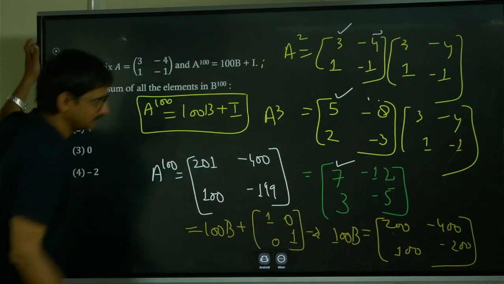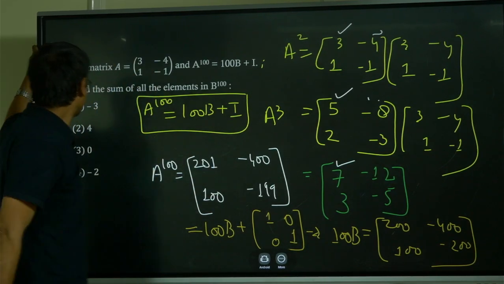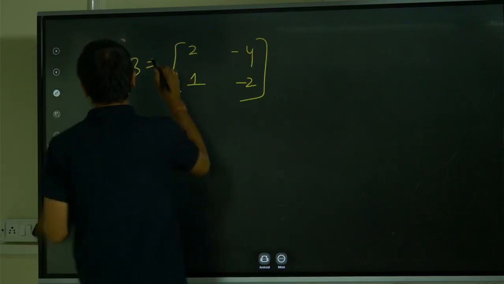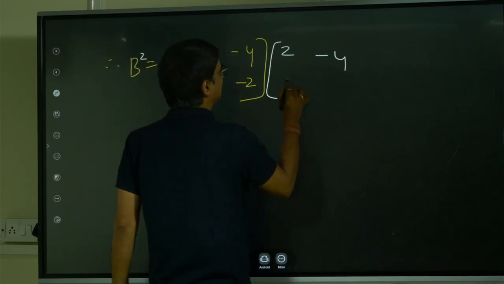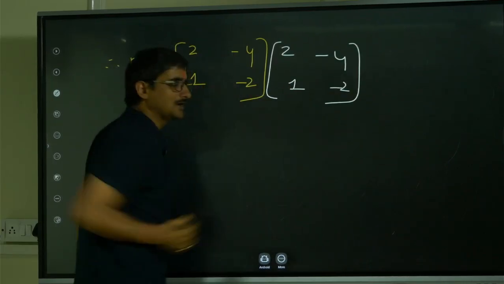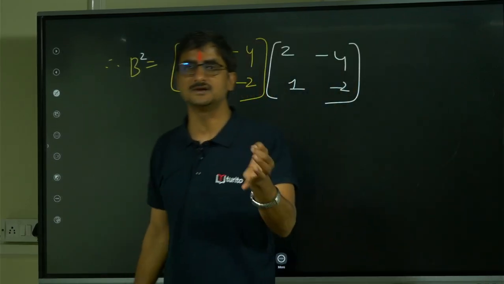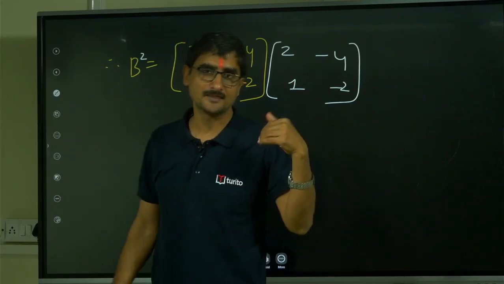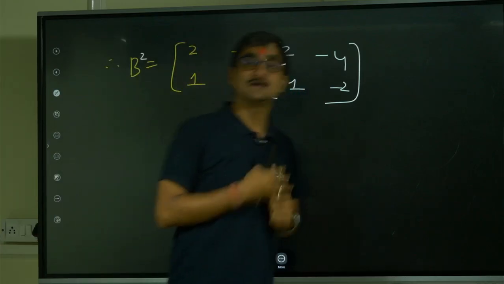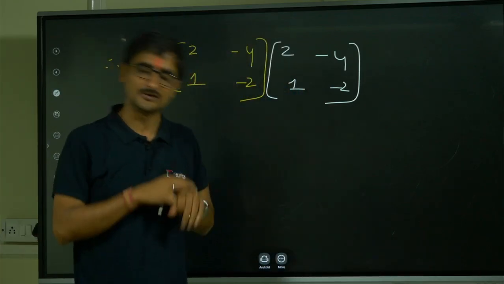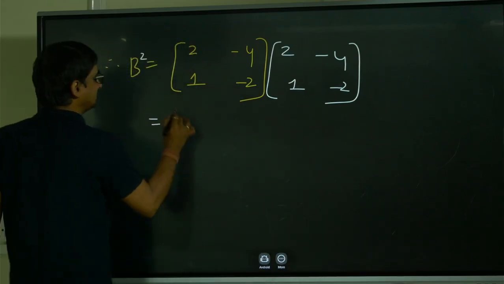If I'm not wrong, let's check it back. 2 minus 4, 1 minus 2, that's our B. So now we have to get B raised to the power. See, that's how I normally do it. If we are asked to get a higher power of a matrix, I always start with the square and cube and try to get the pattern, some sequence, an AP, GP or some pattern, which can help us in writing the general term for the elements at all the places. That's what I do. So the same thing I'm going to try here.